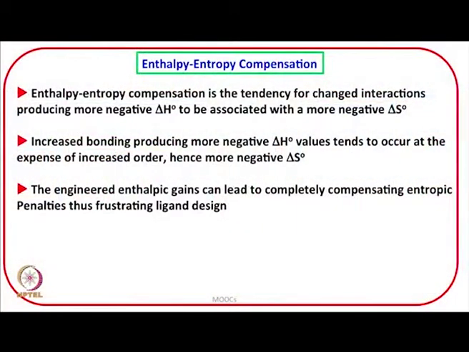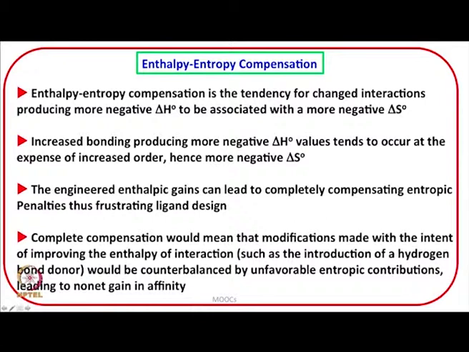Let us take a look at the next comment. The engineered enthalpy gains can lead to completely compensating entropic penalties, thus frustrating ligand design, and this is exactly the point that I was making. Next comment. Complete compensation would mean that modifications made with the intent of improving the enthalpy of interaction, such as the introduction of a hydrogen bond donor, would be counterbalanced by unfavorable entropic contributions, leading to no net gain in affinity.